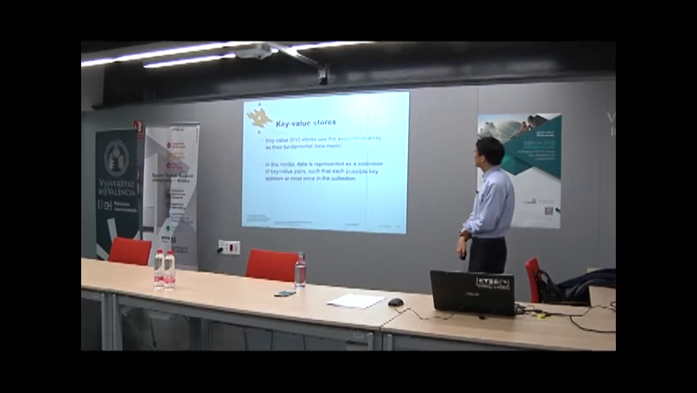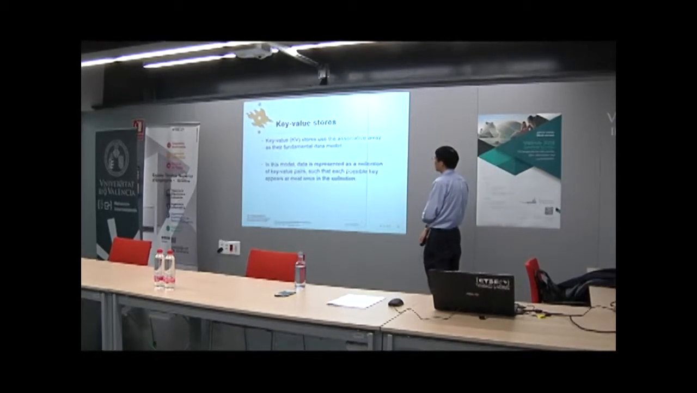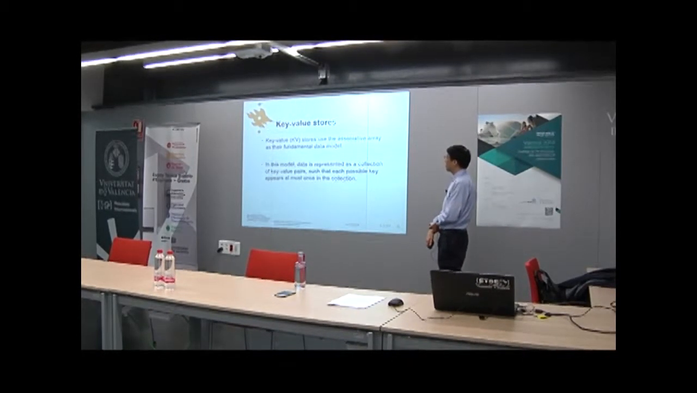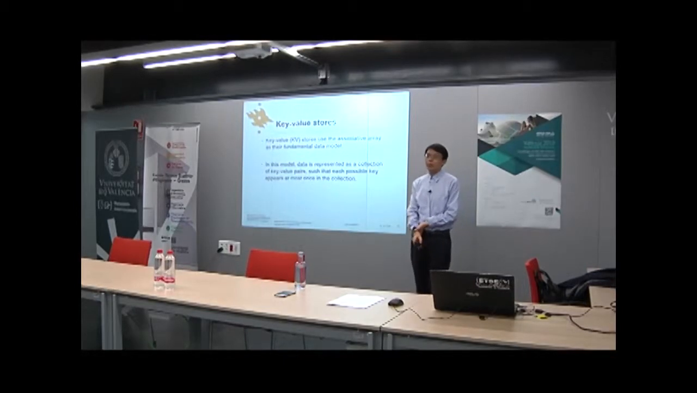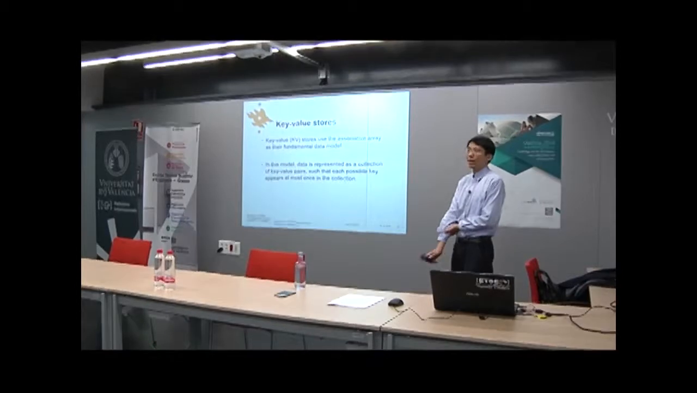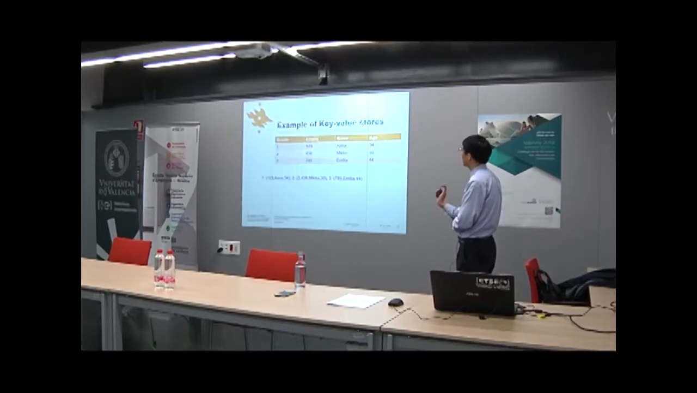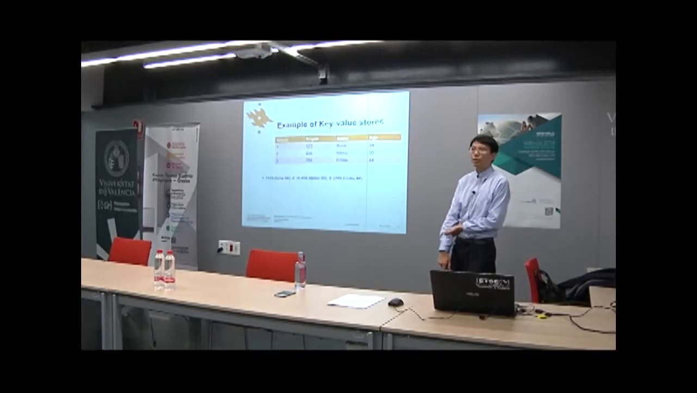So the second store is the key value store. Key value store is very simple. We just use an associative array as the fundamental data model. It means that for each data value, we just store a key and a value. This is a pair of data. So we can see examples to understand the key value store.